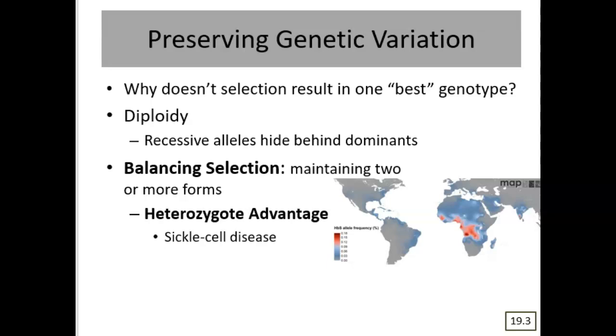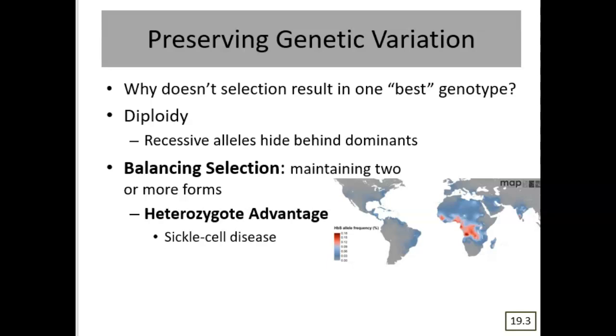And so what we see is that in areas with malaria, under that specific context, the selection is going to be for individuals that have one of each of those two alleles, the heterozygote. They are going to survive better. And we're going to expect to see those two alleles remain in the population.